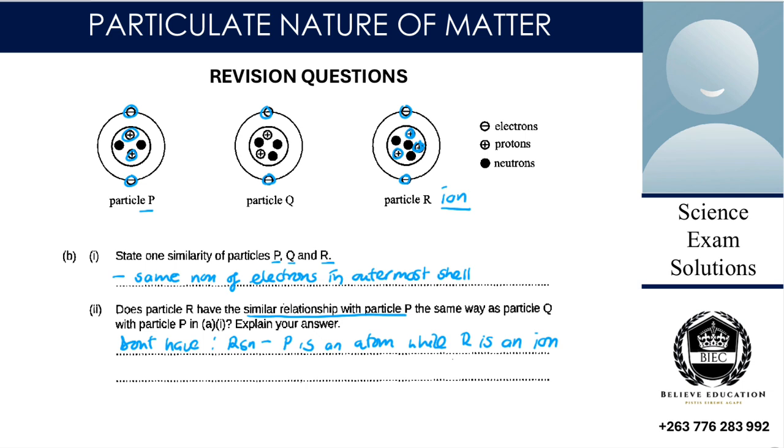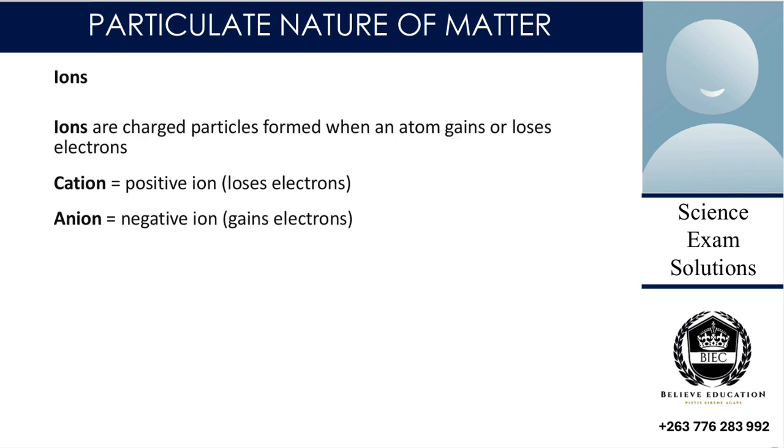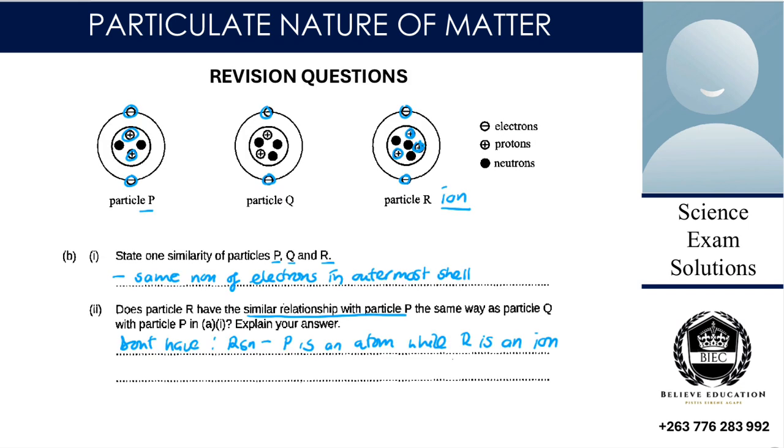So that's it on the revision. The things you need to grasp so that you can understand are primarily on isotopes. When you talk about isotopes, we are saying that these are atoms of the same what? Element with different number of neutrons but the same number of protons.